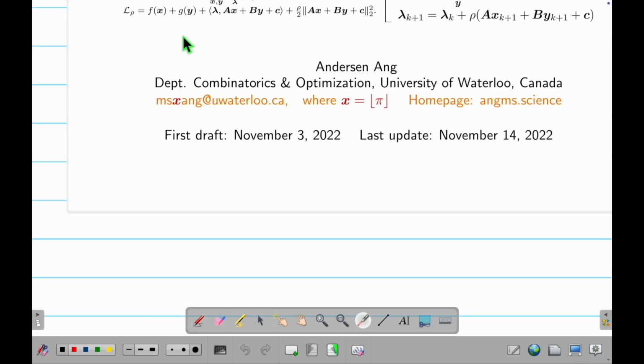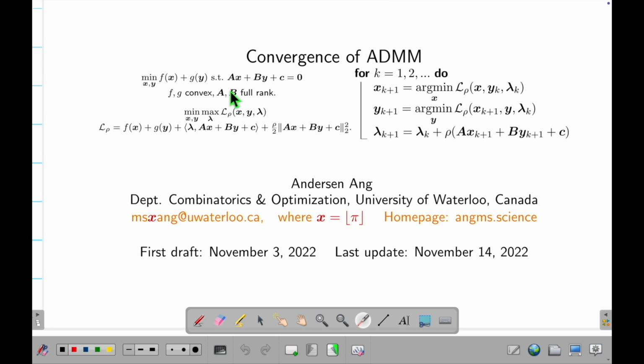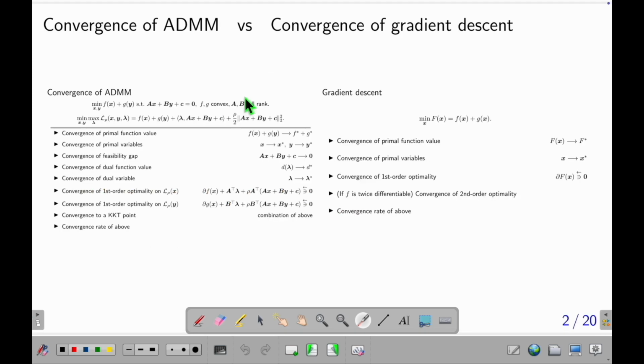Then what's last? Why does ADMM work? Okay, no time on this for detail. I just give you a very quick overview. So we want to minimize f plus g subject to this constraint. These are all the constraints. The Lagrangian is this part. The augmentation is this part. The algorithm is like this. The f and g are convex. I didn't say they have to be differentiable. I just say convex, A and B full rank. Okay. So this is a nightmare.